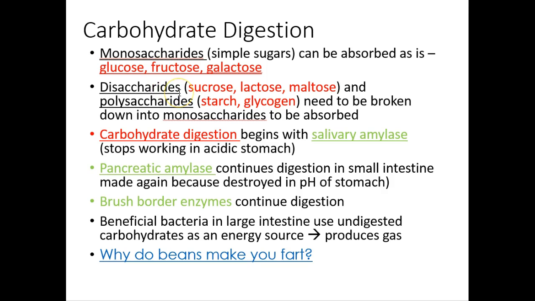But we're going to have disaccharides, which are these large sugars like sucrose, lactose, and maltose, and they're going to need an enzyme to break those down. Sucrase, lactase, maltase to help break those down. Polysaccharides, which are just really long strings of sugar, are going to get broken down into monosaccharides and be absorbed into the body through other enzymes. And then, of course, we have the enzymes that we just talked about.